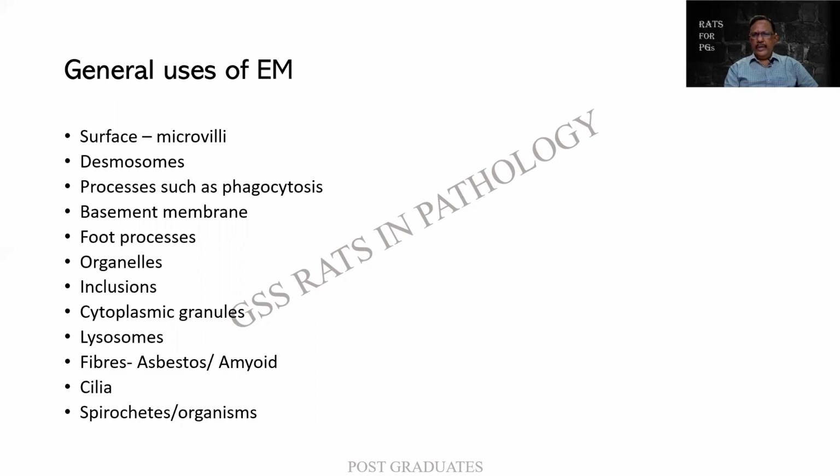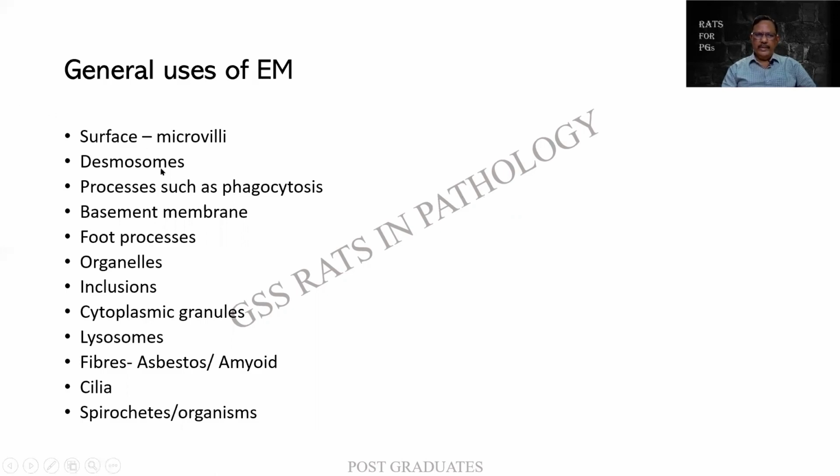General uses of electron microscope. I would like you people to kindly remember this. This is a very easy list for you to remember. Very logical, very simple. Surface, as I told you. On the surface of the cells, you can see microvilli. Not the villi that you grossly see in the intestine. Microvilli you can see in any cell which is supposed to increase the secretory or the absorptive surface.